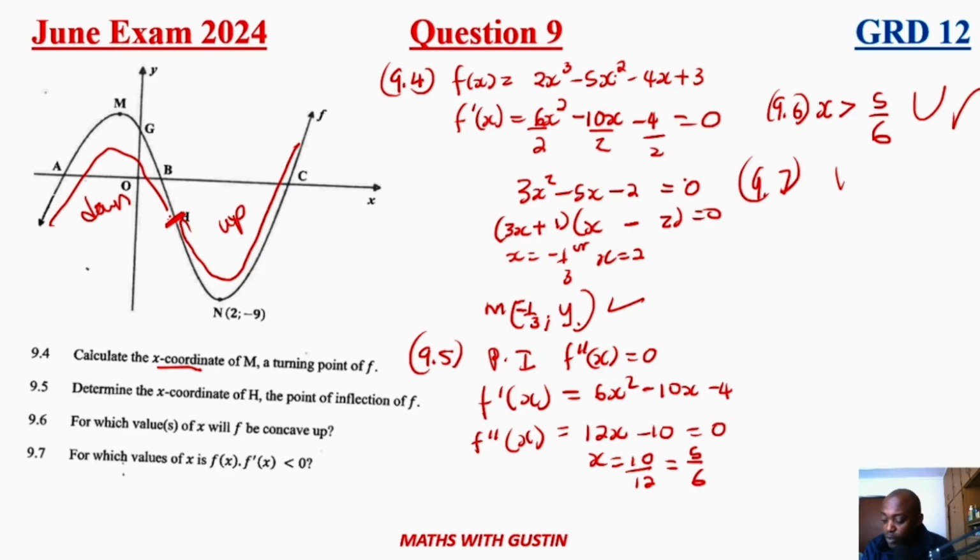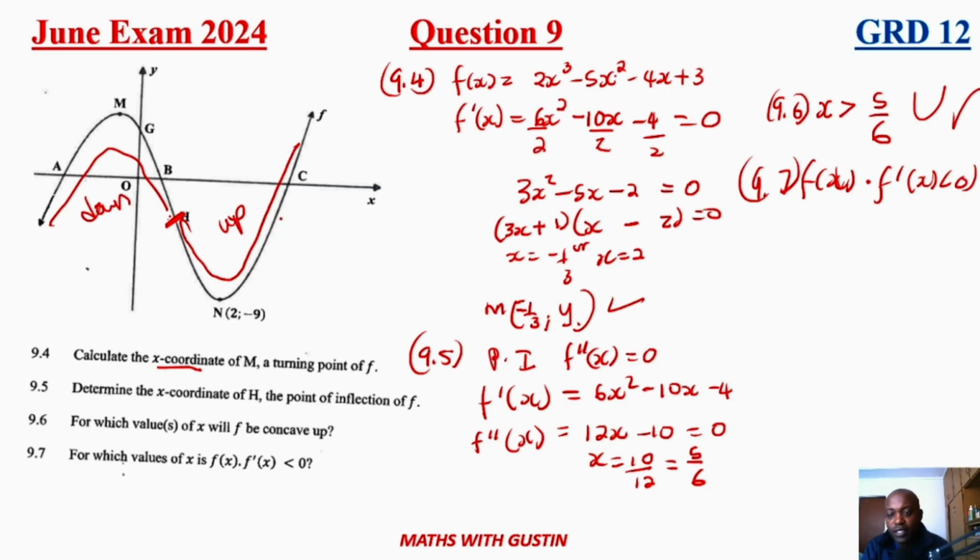All right, so now 9.7 says for which values of x is f of x multiplied by f prime of x less than 0.